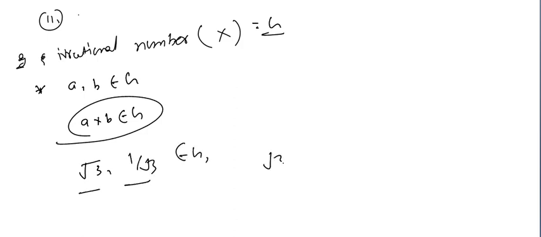But root 3 into 1 by root 3 is equal to 1, which does not belong to G, that is, the set of irrational numbers. So this is a natural number, a rational number, but not belonging to the set of irrational numbers. That is, it is not satisfying the closure property. So if it is not satisfying the closure property, then it does not have multiplication as a binary operation. Then it will not form a group, because we know that to form a group, it must have a binary composition.